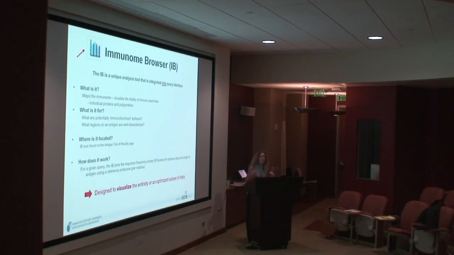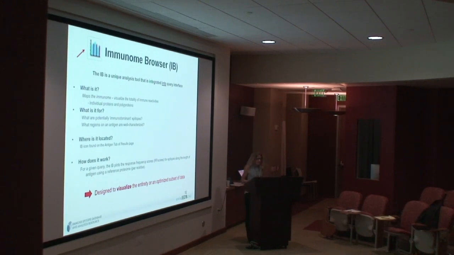So what is it for? Very often we get asked the question, what's the immunodominant epitope? What are the best epitopes, right? The way to get at this is not trivial, because it depends on the host, right? What's immunodominant in mice is not immunodominant in humans, and even among human populations, there's different ranges of dominance. It also allows you to look at what areas of an antigen are well covered and which are not, or which are immunogenic and which are not, depending on the responses. It's located on the Antigen Tab in the results page.